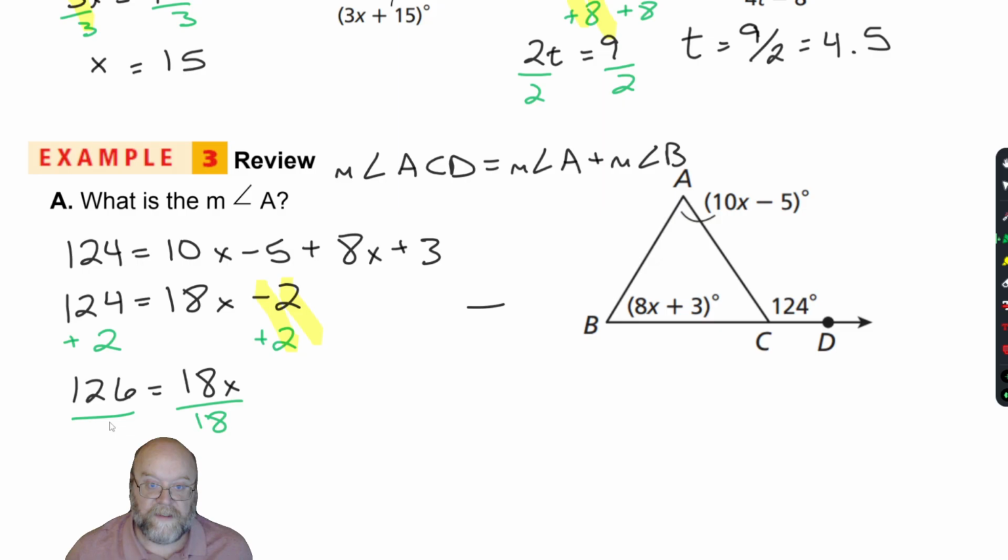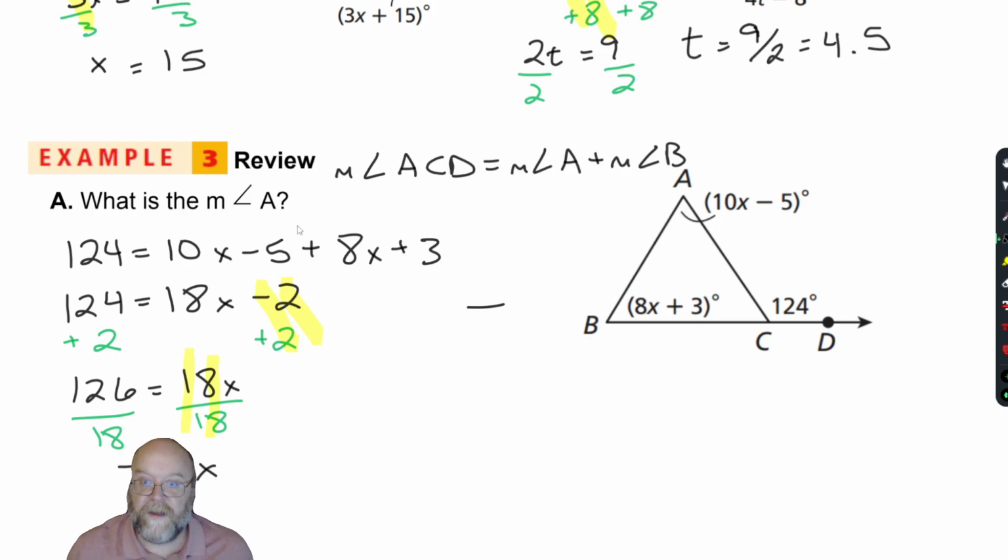Anyways, we're dividing by 18 to get rid of that. 7 times 8 is 56, 5, 7, 12. Okay, that's 7. All right, we did it. Did you say we did it? We didn't do it yet, you fool.